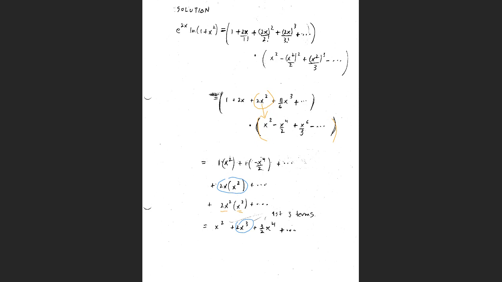2x squared times x squared, that's going to get me 2x to the 4th. But then I have this minus x to the 4th over 2 here, so I subtract. Okay, thank you, Nathan. Now I subtract minus x to the 4th over 2. Hold on here. Okay, and if I combine those 2 terms, I'll get 3/2 x to the 4th.